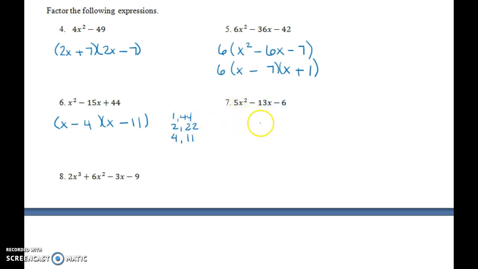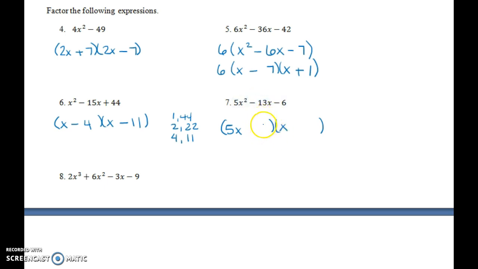If I move on to number 7, again, I look for that greatest common factor. I don't see one, so I'm going to try again to see what two parentheses multiply to this. Since there's a 5x squared, I'm going to try a 5x and an x. And then I have a -6. Now there's a whole bunch of options for -6. I need the outside and inside terms to be 13.